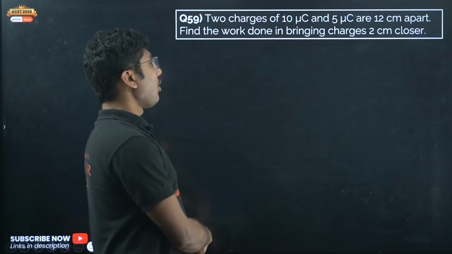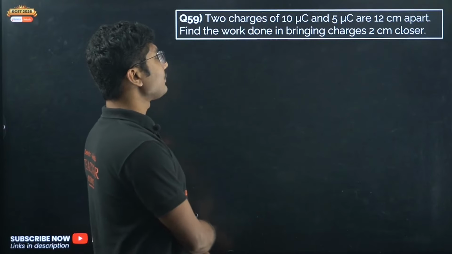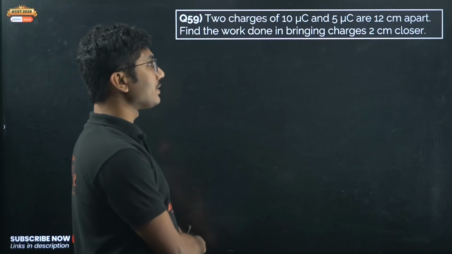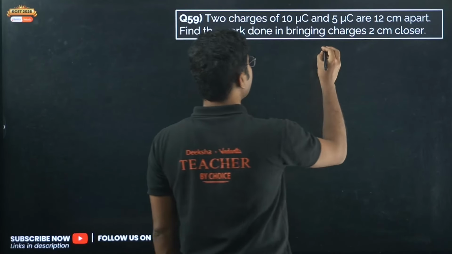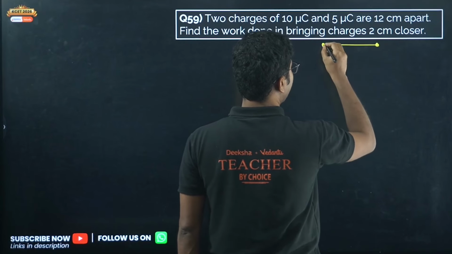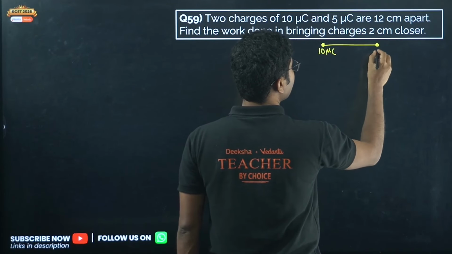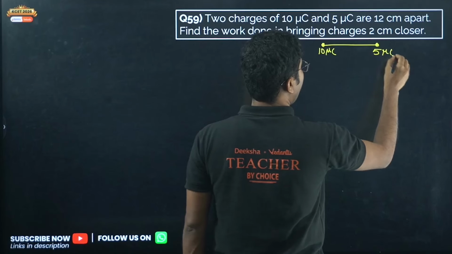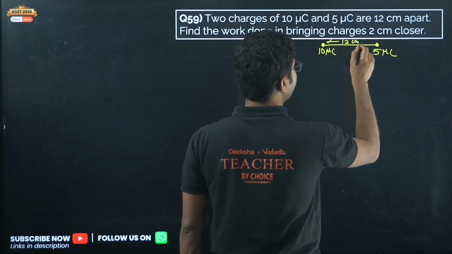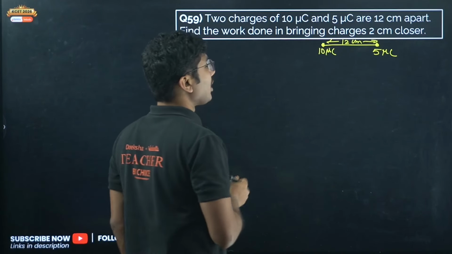Two charges of 10 microcoulomb and 5 microcoulomb are 12 centimeter apart. Find the work done in bringing the charges 2 centimeter closer. So here we have two charges. Now this is from the chapter electric potential and capacitance. One is 10 microcoulomb, another one is 5 microcoulomb, and the distance between them is 12 centimeter. Initially 12 centimeter. Now if you want to bring them closer, you have to do some work.